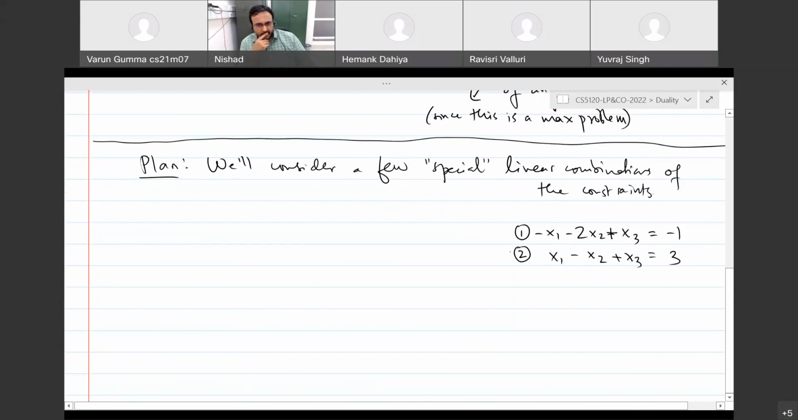All right. So let's proceed. The first combination I want to consider is -2 times the first constraint plus 5 times the second constraint.